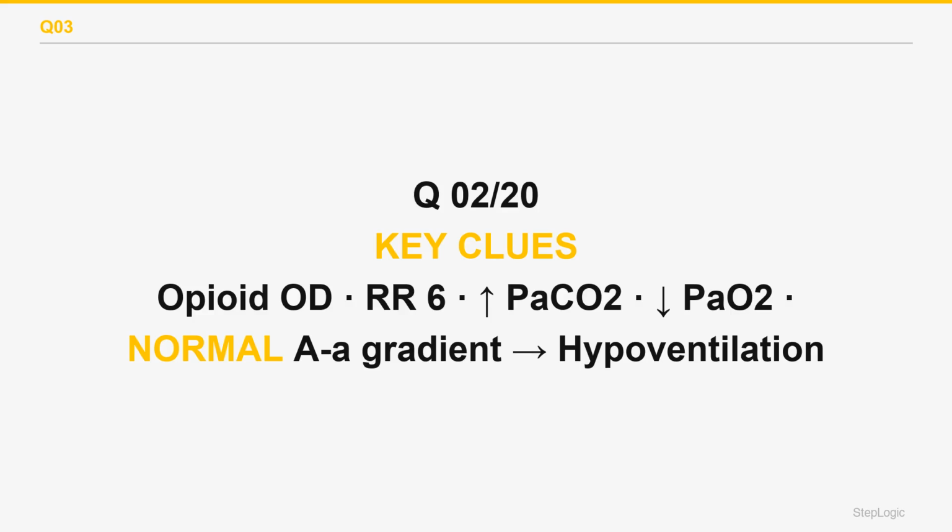This is the highest yield concept in respiratory physiology. The A-a gradient separates the causes of hypoxemia. If the A-a gradient is normal, the lung itself is fine. The problem is either hypoventilation or low inspired oxygen.